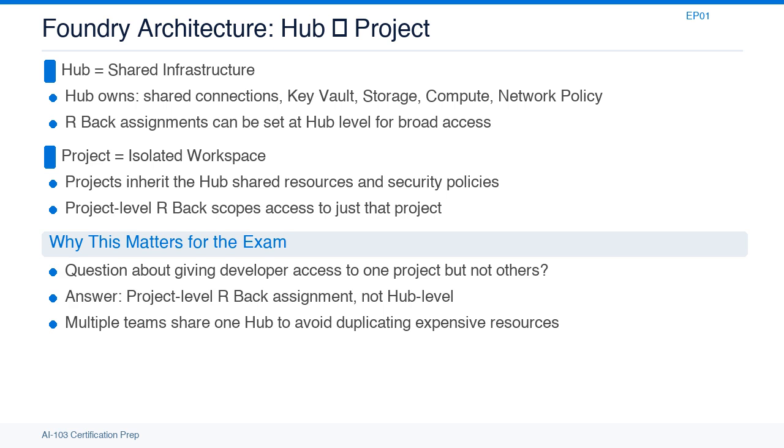Hub-level roles give access across all projects. Project-level roles are scoped to just that project. Multiple projects sharing 1 hub is how enterprises avoid duplicating expensive resources like Azure OpenAI deployments. In the exam, when you see a question about giving a developer access to 1 project but not others, the answer almost always involves project-level RBAC, not hub-level. Keep this hierarchy in mind.